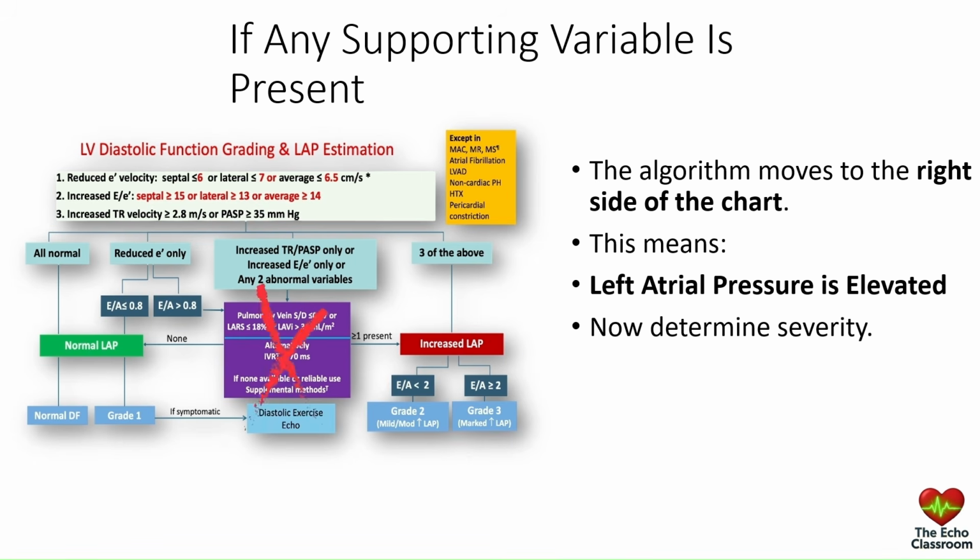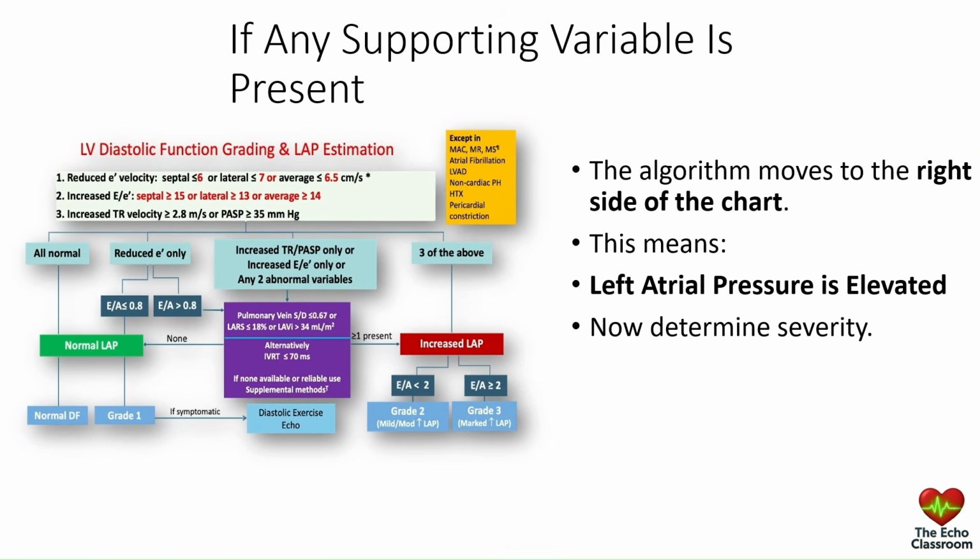If none of these supporting measurements suggest elevated pressure, then we conclude that the left atrial pressure is normal. Even though the ventricle may have impaired relaxation, the filling pressures are still normal. So this pattern would be classified as grade 1 diastolic dysfunction. If one or more of these supporting measurements are abnormal, that suggests that the pressure is building up in the left atrium, so we conclude that the left atrial pressure is elevated.